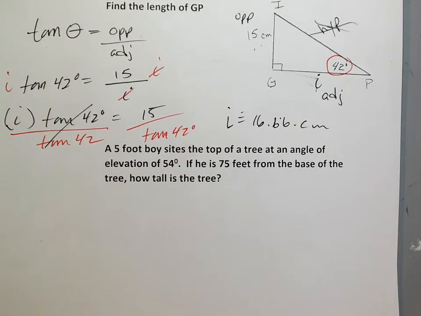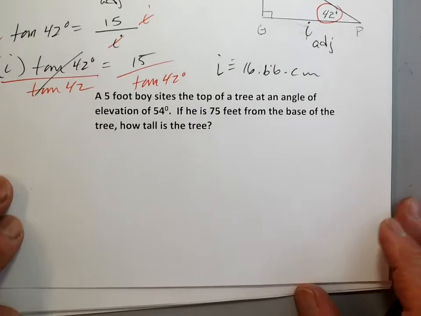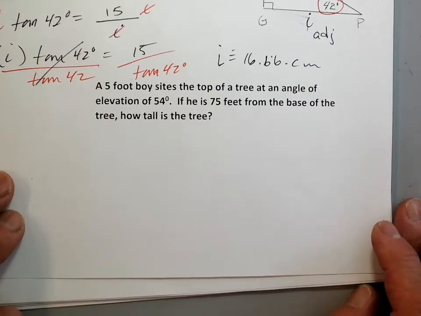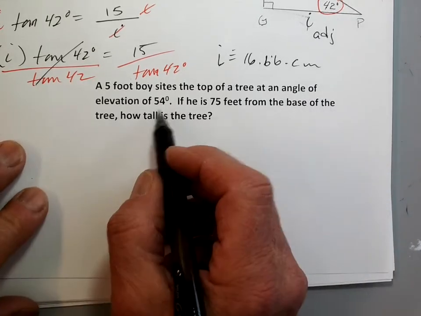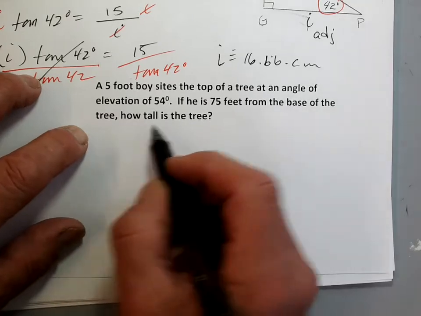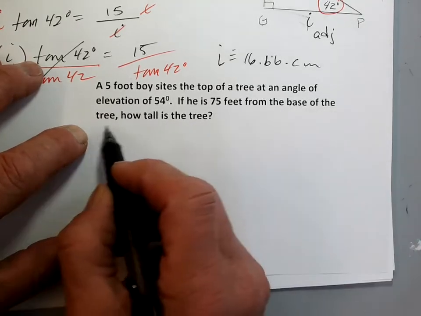Okay? All right, now, last example. Hey, how is right triangle trig used? Well, a lot. It's the most used math in our world. It really is. Not arithmetic, but math. Okay, so a 5-foot boy sights the top of a tree at an angle of elevation of 54 degrees. If he is 75 feet from the base of the tree, how tall is the tree?